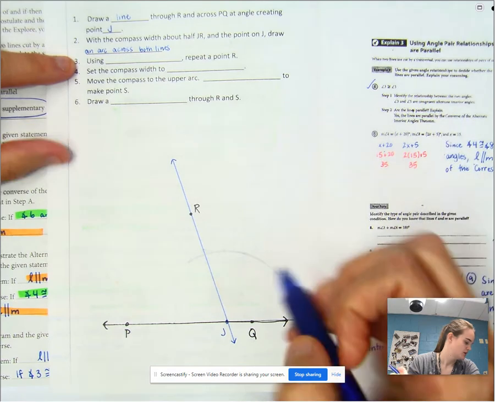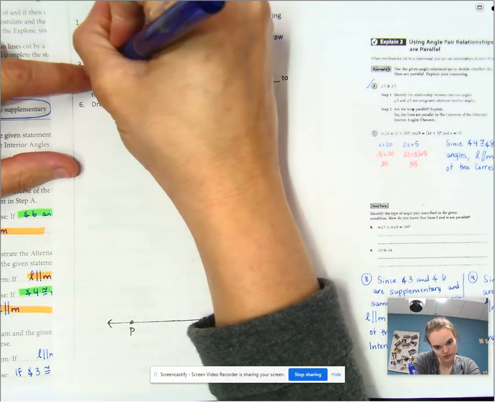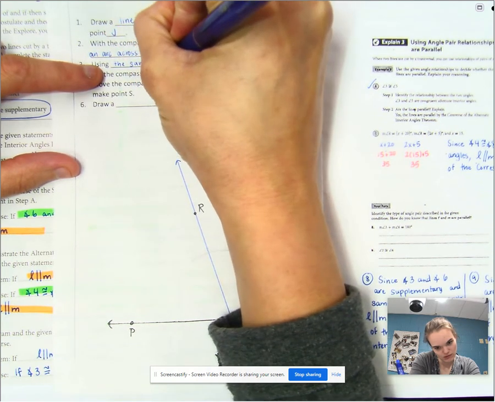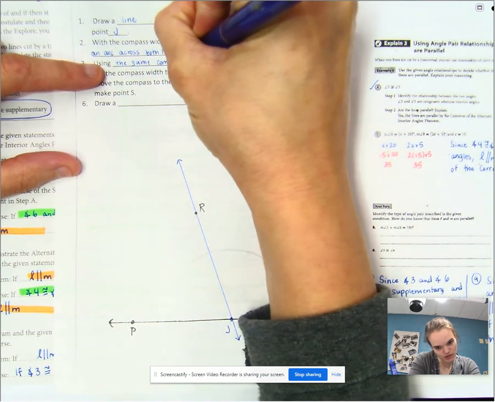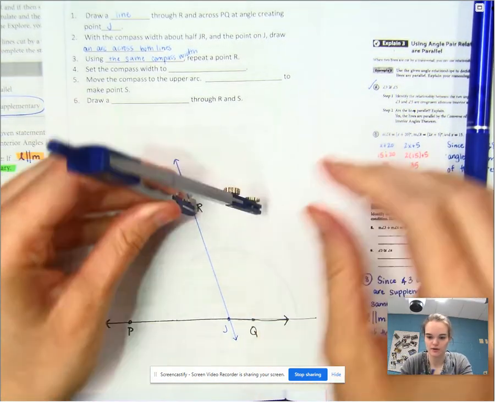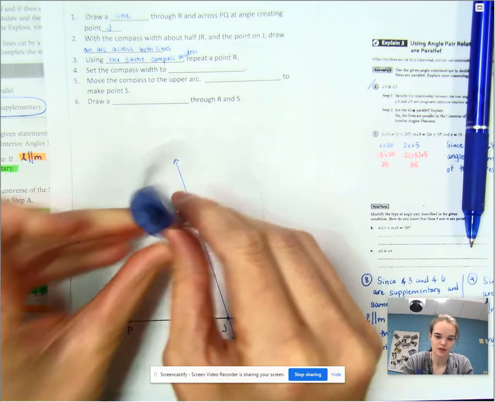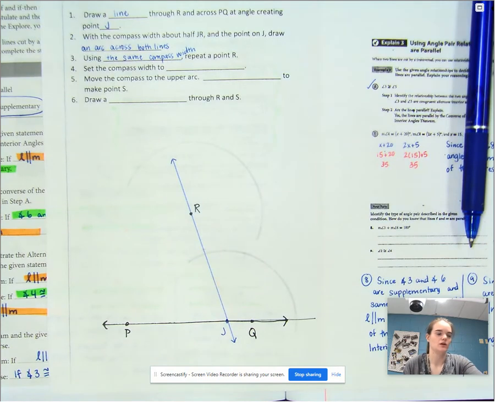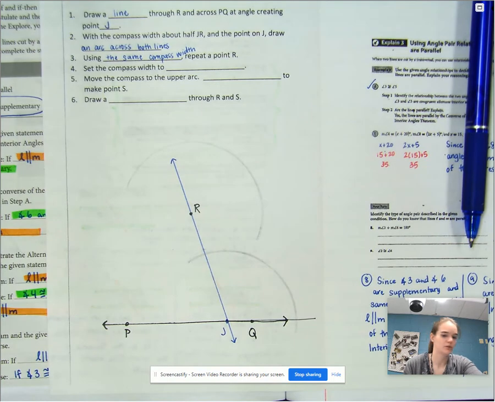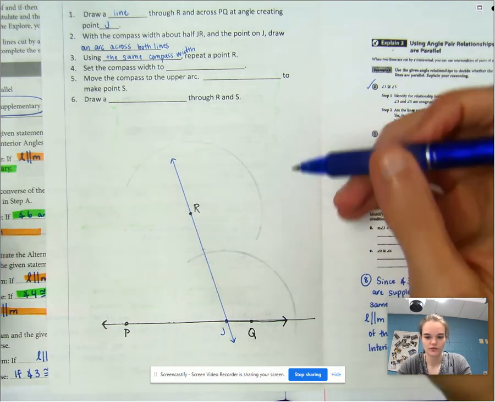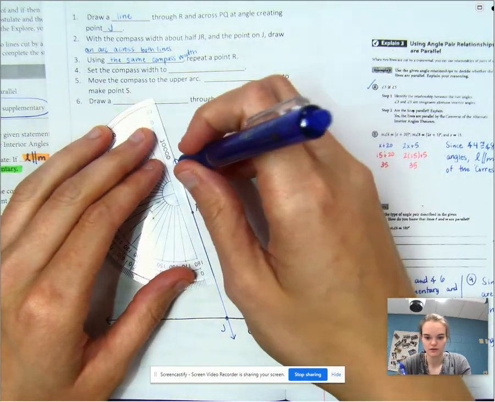Using the same compass width, repeat at point R. So I have to do the same thing at R, and I'm going to have to make that line longer too. I hate it when that happens, but I have to. So make it pretty big because I'm going to have to make this bigger. I'm trying to make it so you can actually see the pencil. There we go. I'm going to have to extend this line.